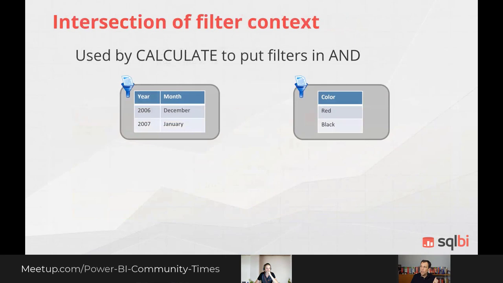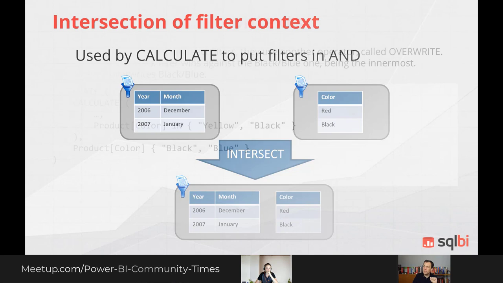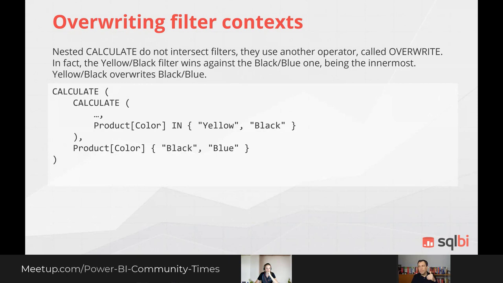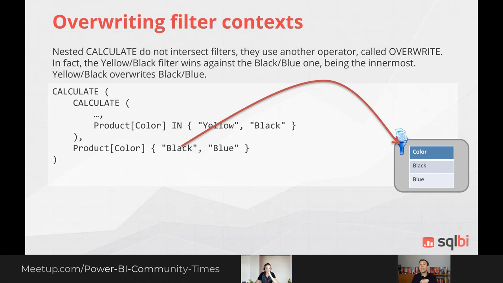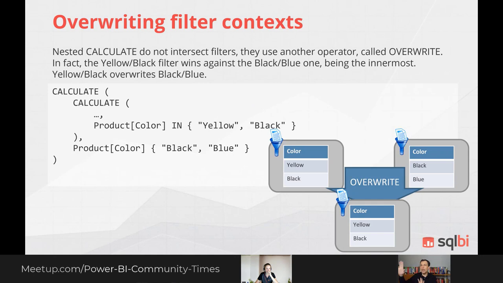The filters that are part of the same calculate are combined in an AND condition. We call this technique an intersection between the two filters. Whereas when you have two nested calculate statements, the outer calculate generates an initial filter, but the innermost calculate can override the previous filter. So if we apply yellow-black in a measure that was executed within a calculate that was applying black and blue, actually the latest wins. The latest filter wins and overrides the previous one.